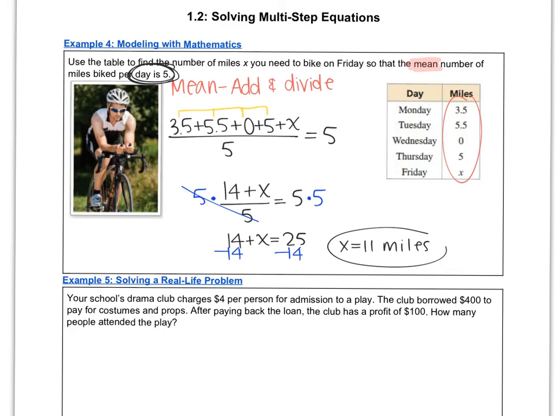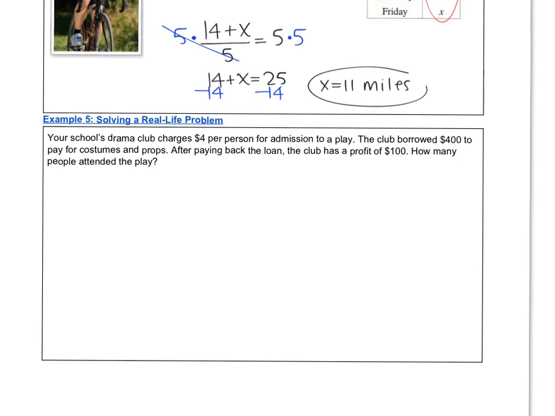Let's take a look at our last example here. It says your school's drama club charges $4 per person for admission to a play. The club borrowed $400 to pay for costumes and props. After paying back the loan, the club has a profit of $100. How many people attended the play?